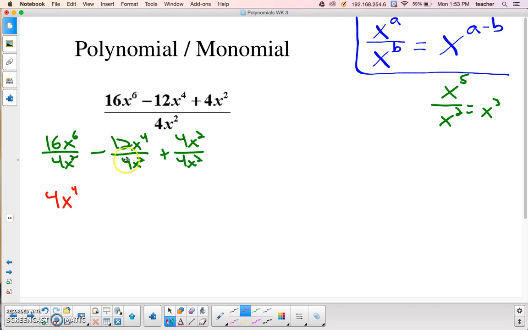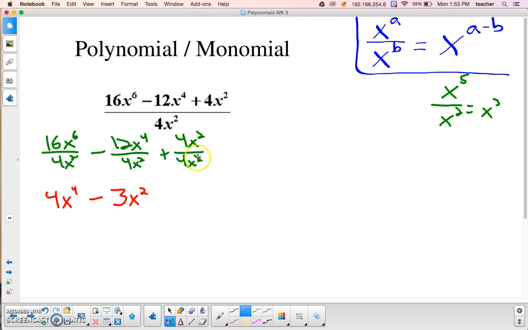For the next one, negative 12 over 4 simplifies to negative 3. And at this point, we're not sure if there's a denominator left yet, but anytime there still is, you would keep it. Again, bases are the same. Subtract your exponents, and we have x squared. Nothing is left in the denominator here. 12 over 4 is 3. 3 over 1 is just 3.